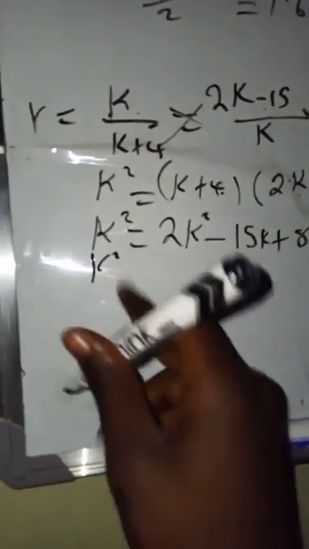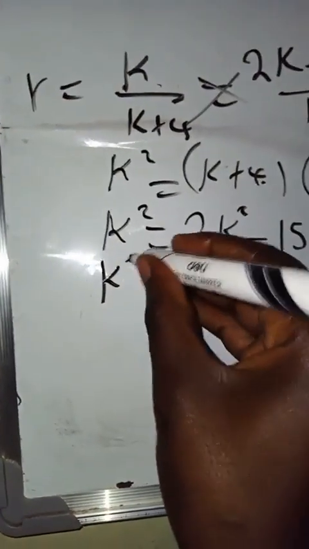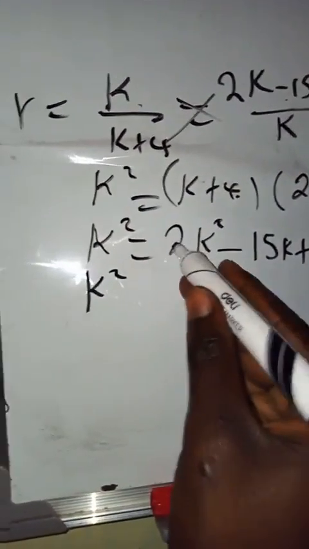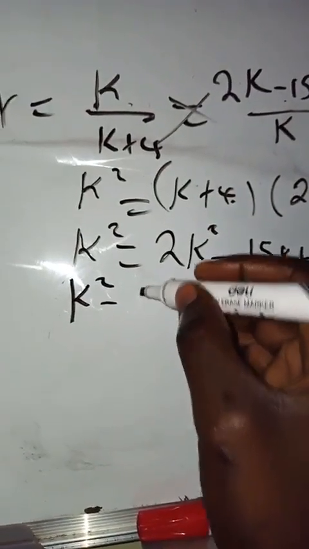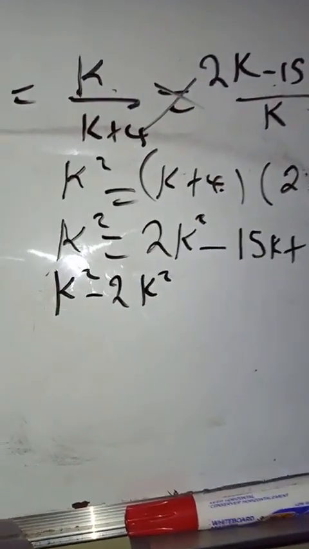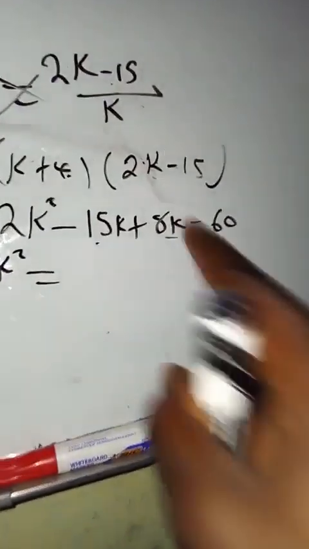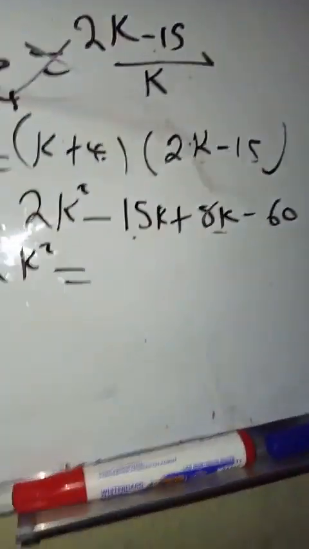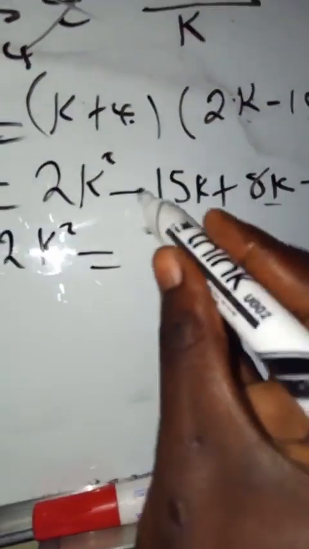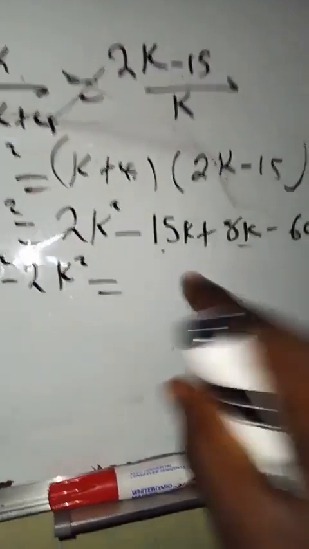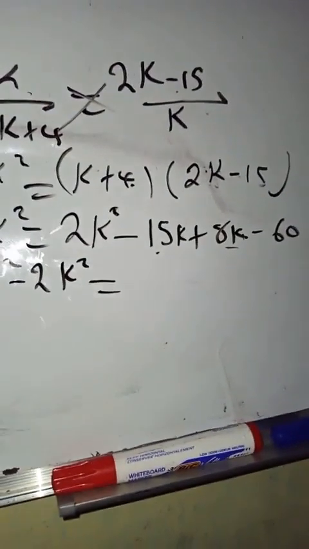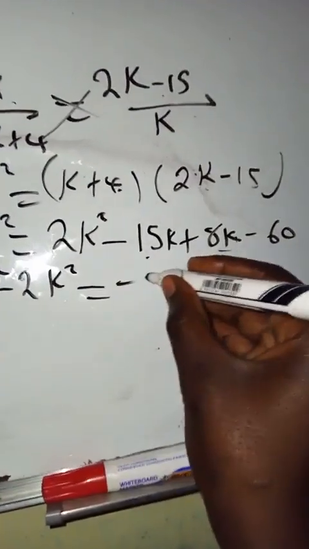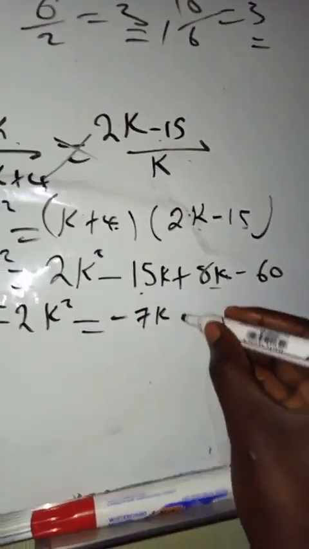I can collect like terms here. I can say K squared. This will come here from being positive; it will become negative once it crosses the equal sign. So it will be negative what? Negative 2K squared, like that. Being equal to, these are actually like terms. This is 15K and this is 8K. This is negative. Always get the sign from the left side, okay? So negative 15 plus 8. What do you get? You're going to have a negative what? Negative 7, right? Negative 7K. Then this is negative 60, like that.